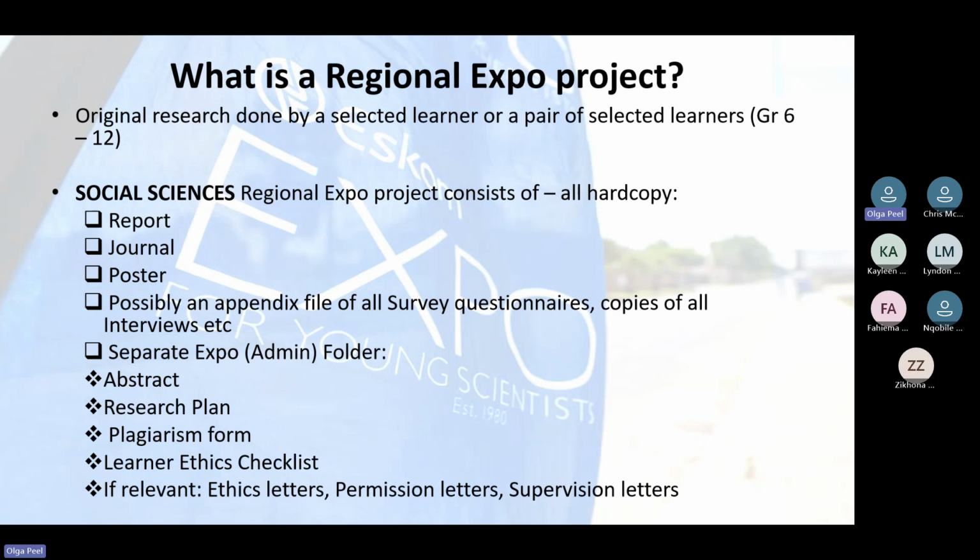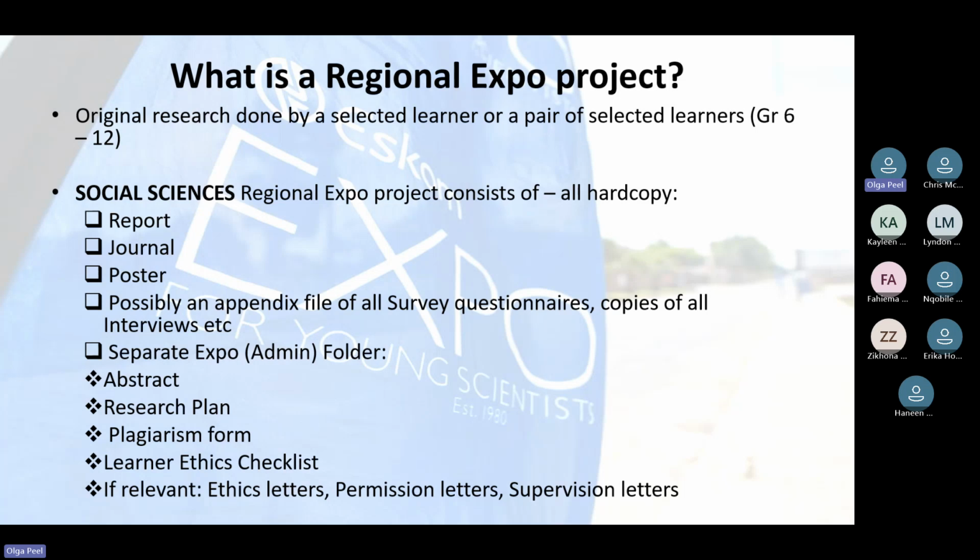Okay, so social sciences projects. I'm trying to address as much as possible the projects that we're talking about today. They'll have a report, a journal, a poster, but possibly in the case of social science projects, there'll be an appendix file of all the survey questionnaires, every single one, consent forms, copies of interviews, etc., because this file is the evidence that the project was actually done.